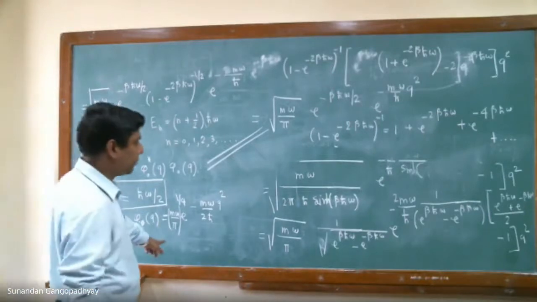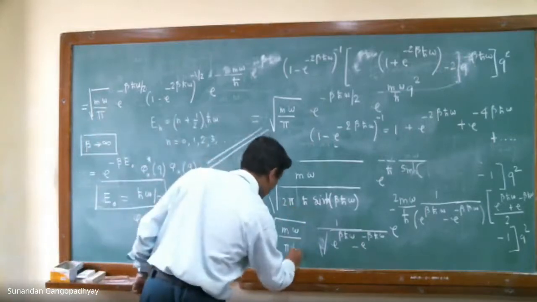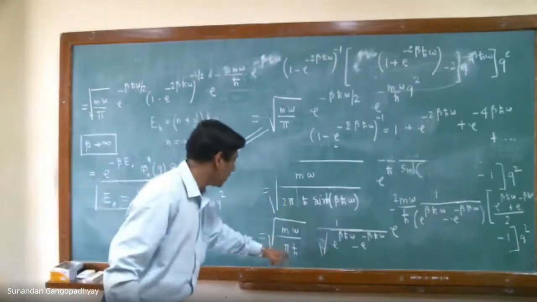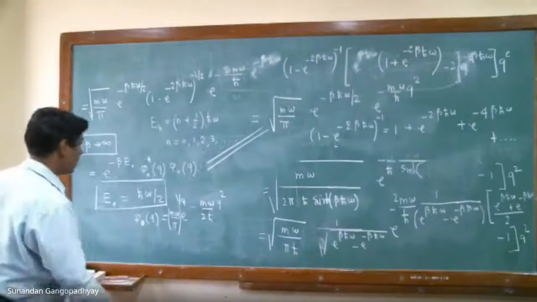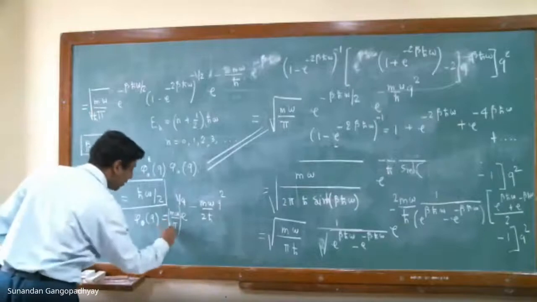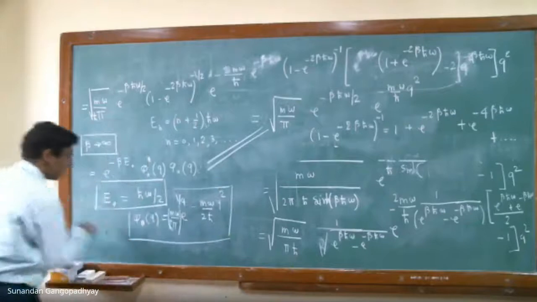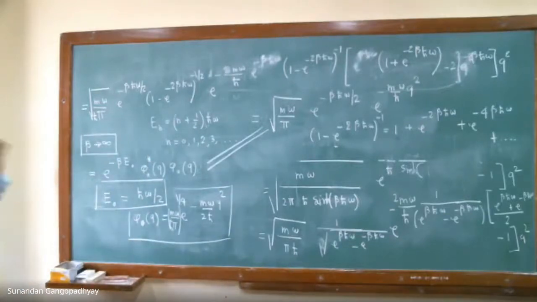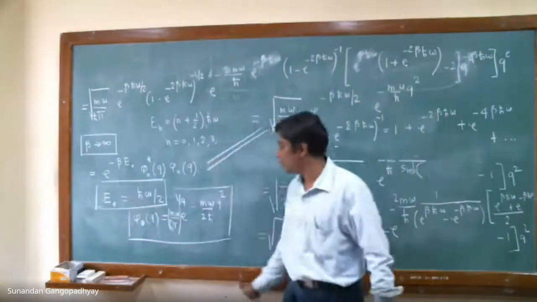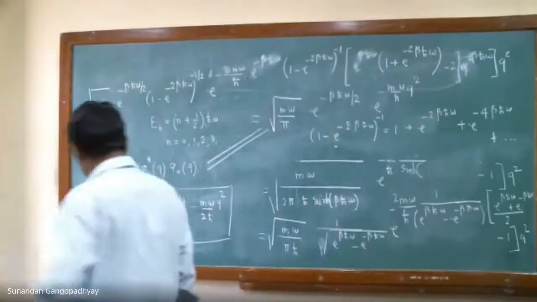Here, I think we have missed a factor of h bar. This factor of h bar will be there. So this is m omega by pi h bar, and you can put it over here. You missed this factor. And therefore, you know that this is the expression for the ground state wave function. Just by comparing this with this, you can read off what the ground state energy is and what the ground state wave function is.